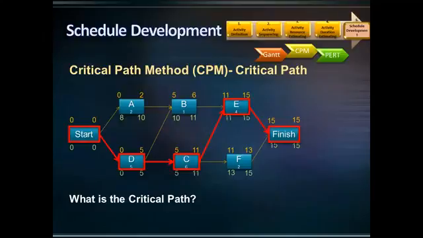We mentioned previously that the critical path is the longest path. The longest path is the path with the longest duration. In this example, what is the length of the critical path? Yes, it is 15 days. Do you see any other path in this example that has longer duration than the critical path?